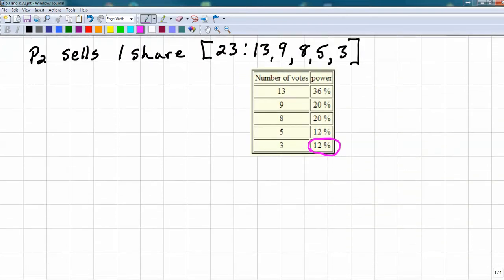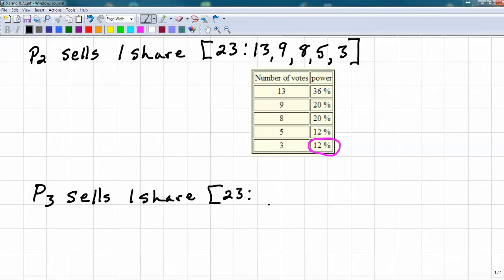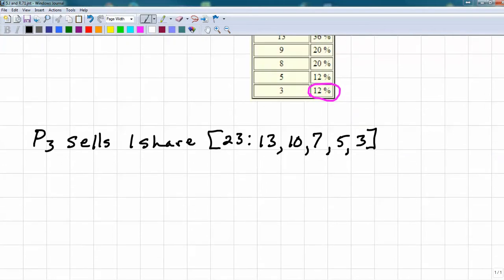So the next example is going to be P sub 3 sells one share. So we start out with the original coalition. We've got the quota of 23. P sub 1 will be at 13. Likewise, P sub 2 will be at 10. But P sub 3 is going to drop to 7 because they've just sold a share. And then P sub 4 will be 3, and P sub 5 will still be at 3. We'll go ahead, run these numbers in the calculator, and then we're going to end up with this table.